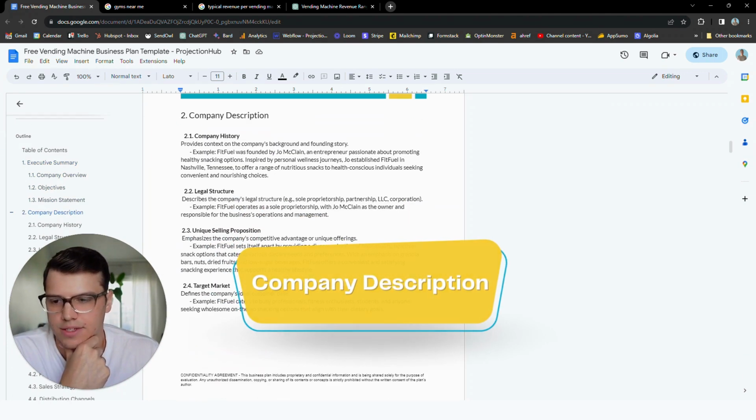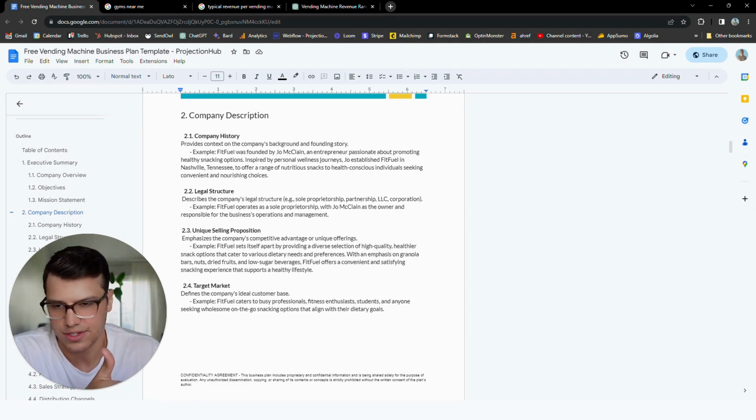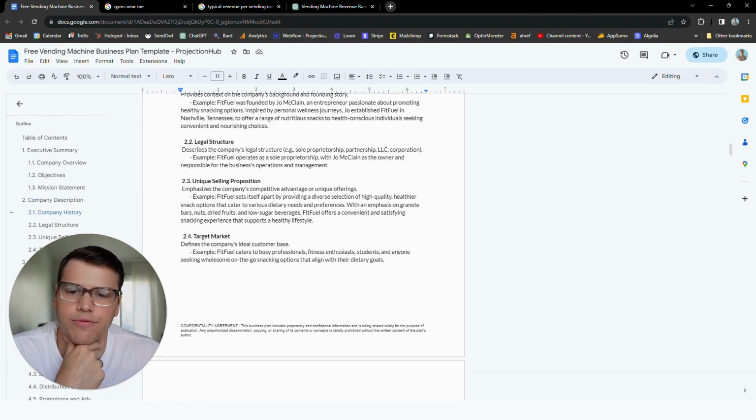So those are some things to consider adding in here. The company description is kind of just an extension of the executive summary. This is going to talk a little more about, as you can see here, the history, legal structure, some of those things. That's not really the information you want to lead off with, but it is important to include up front.